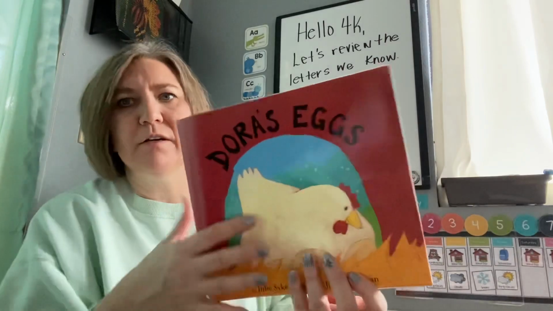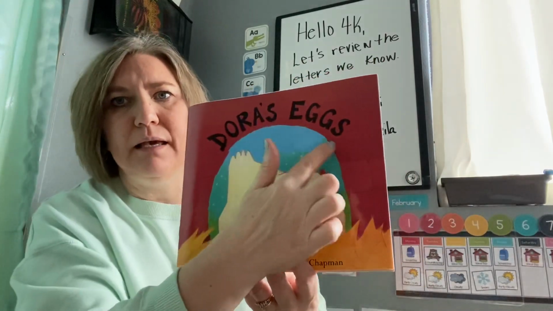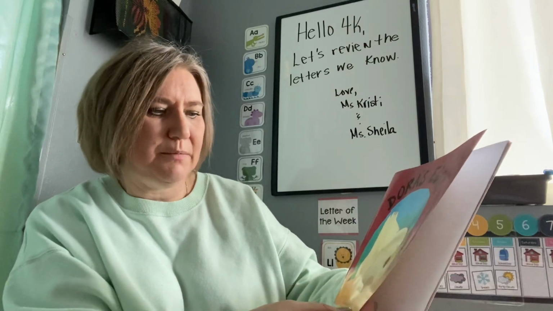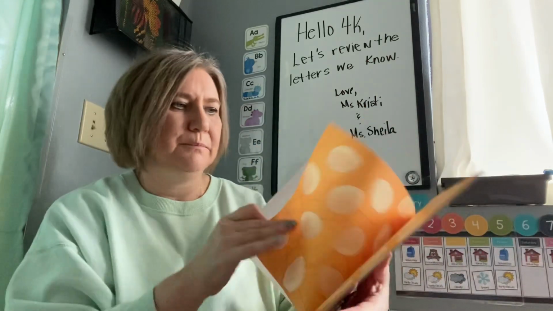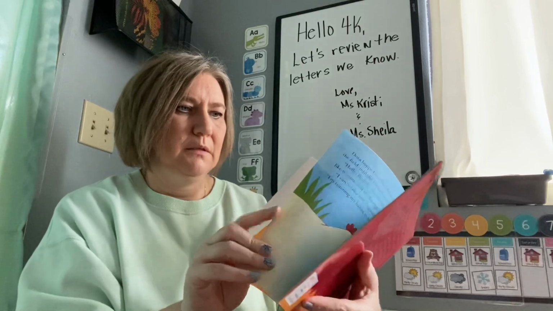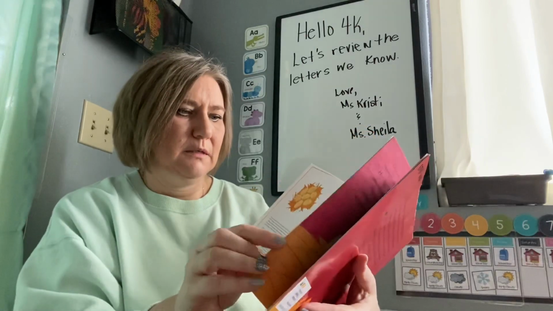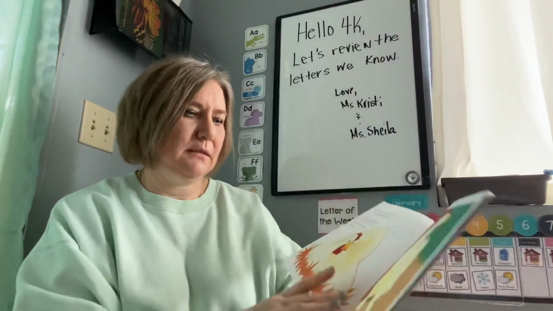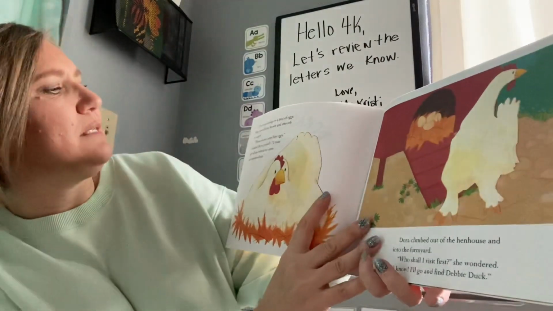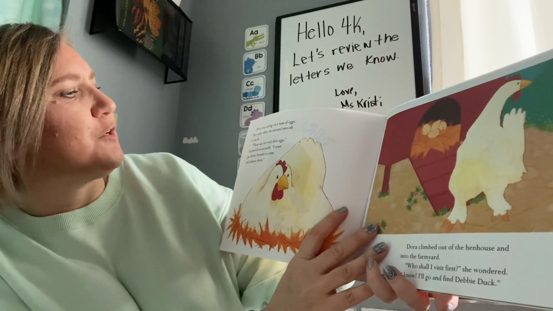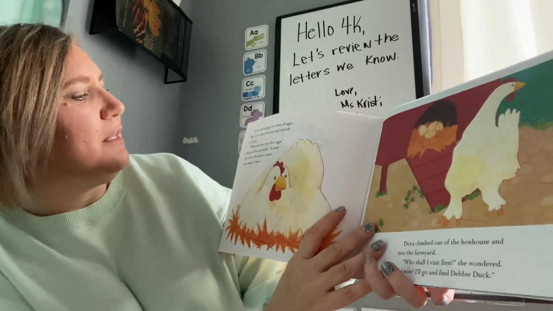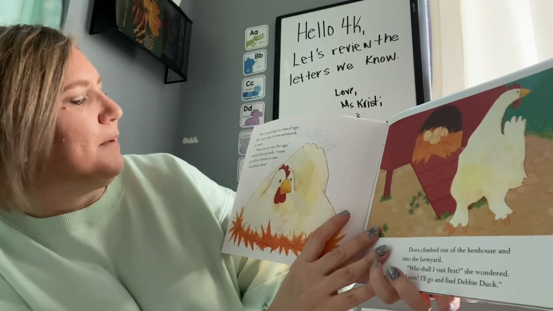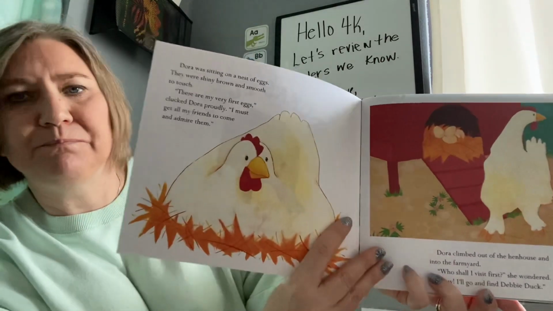So if we look at the cover, Dora's Eggs. That's our title, and it's written by Julie Sykes, and the pictures are by Jane Chapman. Oh, look, there's Dora's chicken house, I think. I'll have to see what happens. Dora was sitting on a nest of eggs. They were shiny brown and smooth to touch. "These are my very first eggs," clucked Dora proudly. "I must get all my friends to come admire them."